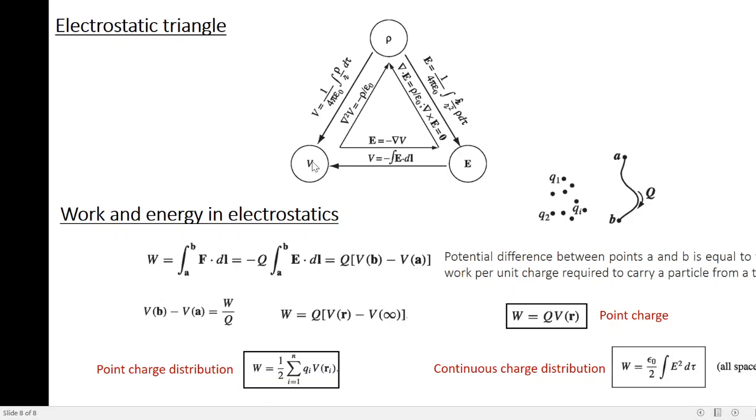Same way, you can write an integral relation between potential and field and a differential relation between field and potential. E equal to minus grad V and V equal to minus integral E dot dl. Lastly, you have an integral relation between potential and the charge density, V equal to 1 over 4 pi epsilon naught integral rho d tau prime by r, and the differential relation del square V equal to minus rho by epsilon naught. So this is a kind of summary of the entire electrostatics.